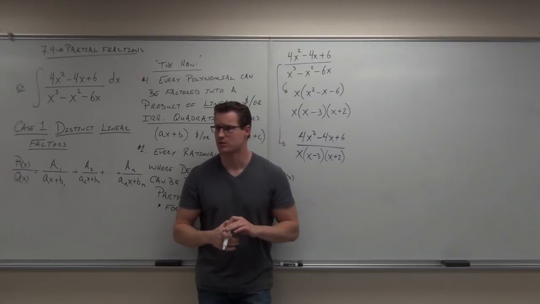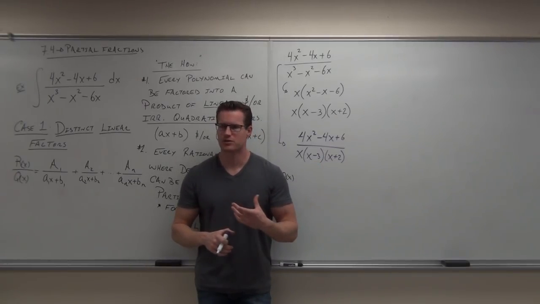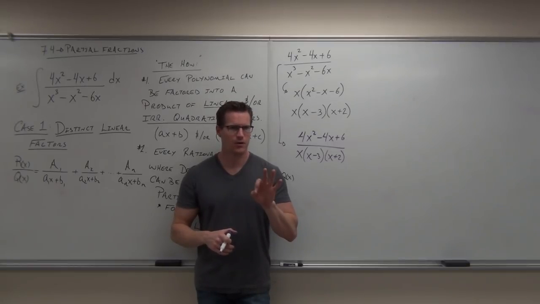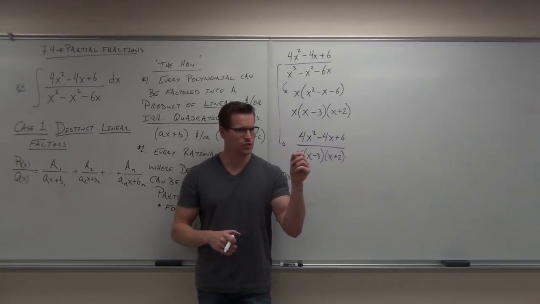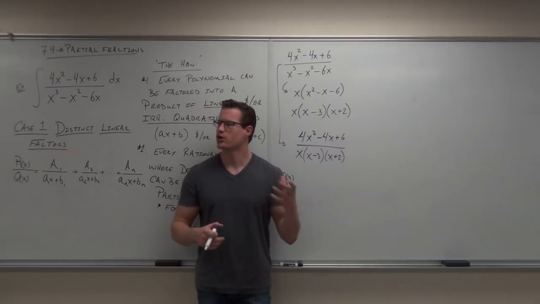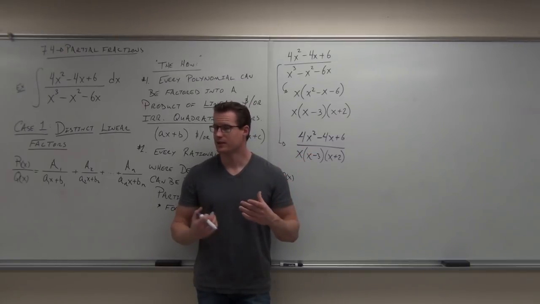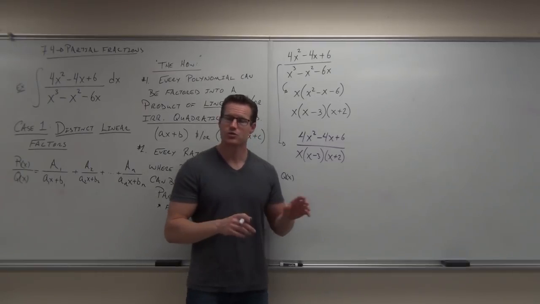Quick show of hands if you're okay with that one so far. Then you look at your factors. How many factors do we have? 3. Are they all unique? Yes. If they weren't unique, you would have combined them, wouldn't you? You'd have something squared or something cubed or whatever. They're all unique in this case. Are they all linear? Do you see any power 2's there? No. So here's what we do next.